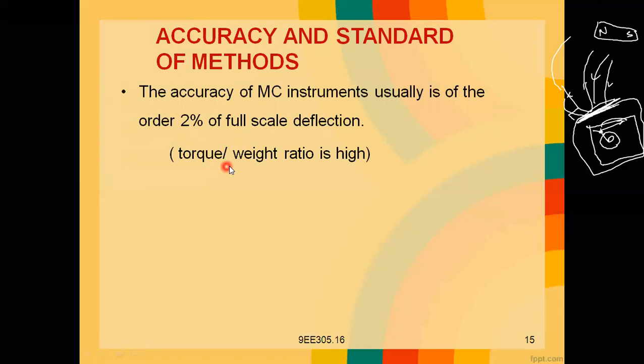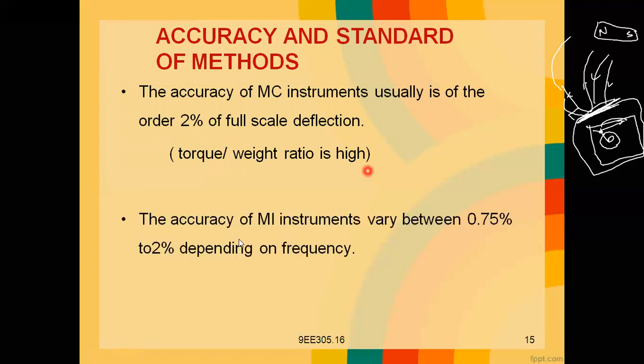The reason being is torque to weight ratio is very high. And the accuracy of MI instruments varies between 0.75 to 2% depending on frequency. So it depends on frequency. The higher the frequency, we'll have frequency errors as we have seen already. So accuracy of MI instruments varies between 0.75 to 2%.